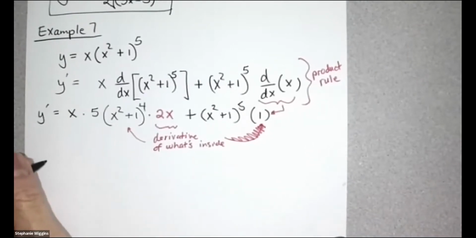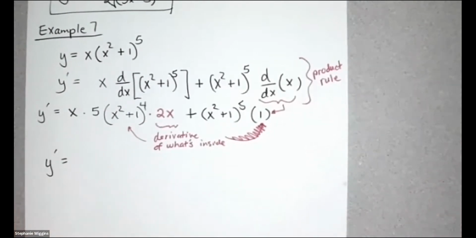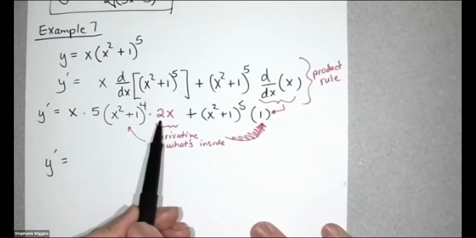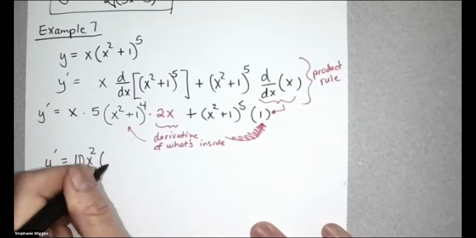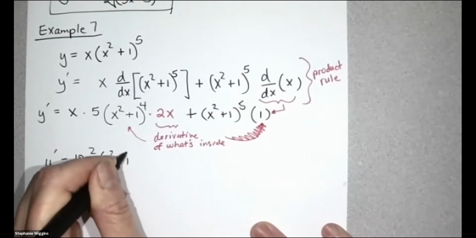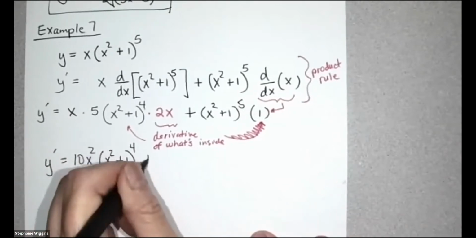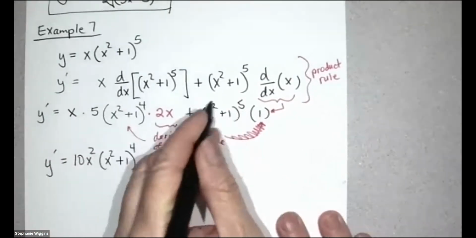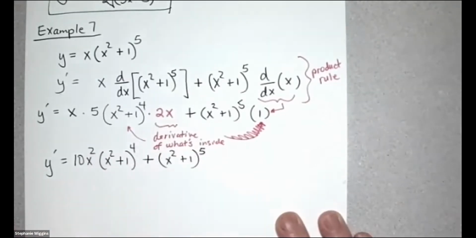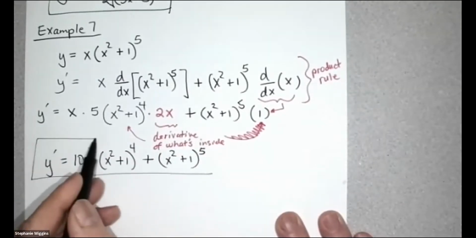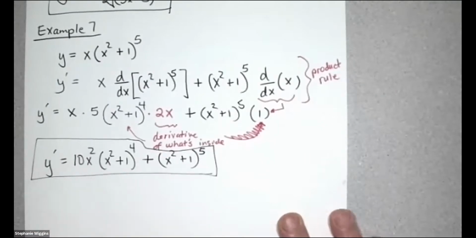Simplifying this, which, like I said, I don't think you have to do that. We have 5x times 2x. That's 10x squared times x squared plus 1 to the 4th power plus 1 times this, which is just x squared plus 1 to the 5th power. And this is my derivative there.